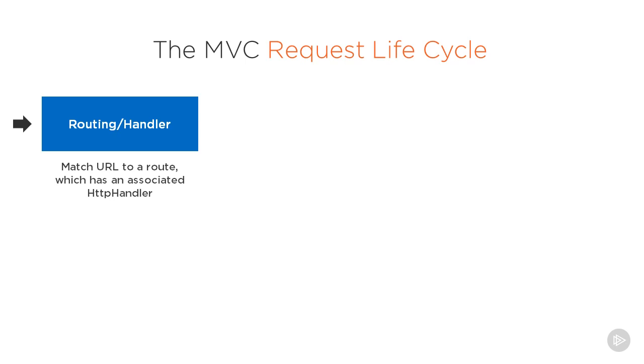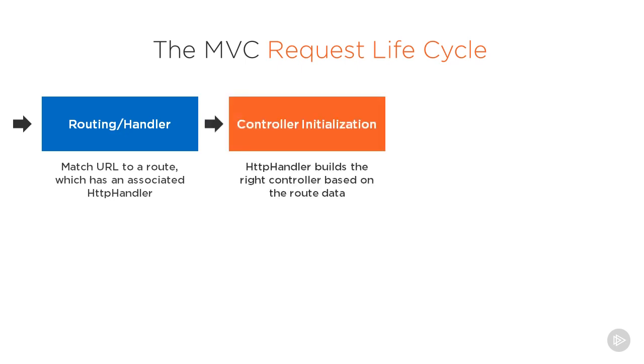The routing engine matches the incoming URL to one of the routes registered with the application. In an MVC application, each route is associated with the MVC HTTP handler, and that acts as sort of a gateway into the framework. We'll discuss this more in the next lesson. This HTTP handler builds a controller to handle the request based on the route information populated from the URL. These controllers are classes composed of action methods.